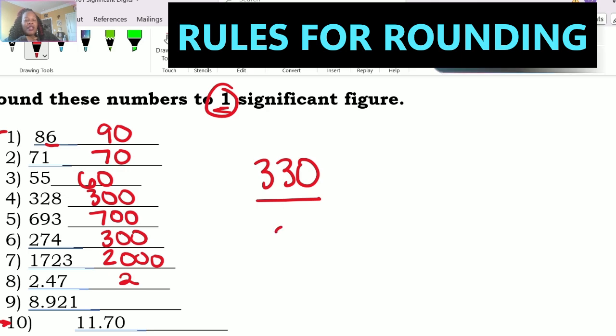So here's the thing. You got 2.47, but remember, we only need one significant digit. So that 4 tells that 2 to stay put. All right, there you go. So yes, just 2. And number 9, what did you get?